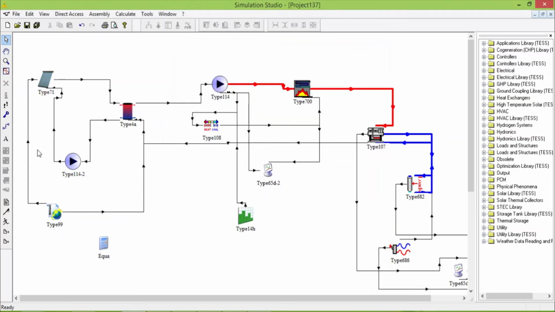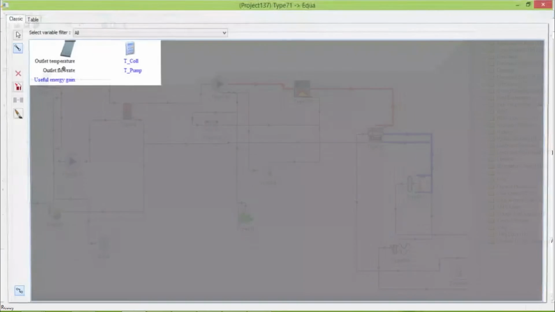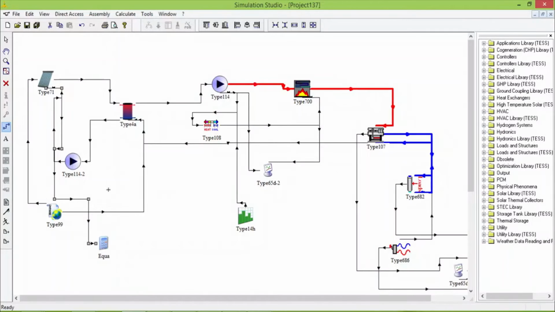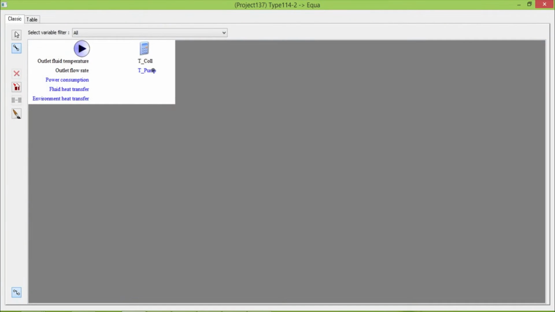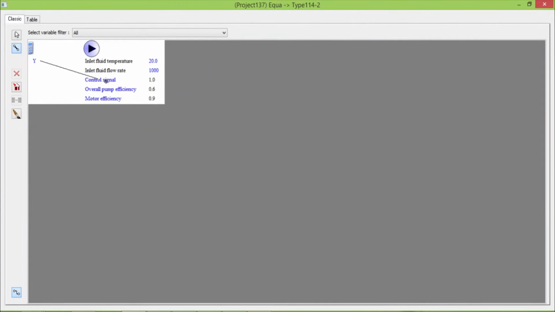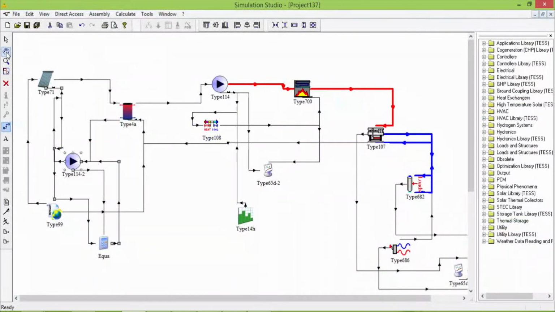Okay, close it. Now connect it. Okay. Outlet collector and T pump, and now the output will go to the pump control signal. Okay. This is okay, and let's check now the output.